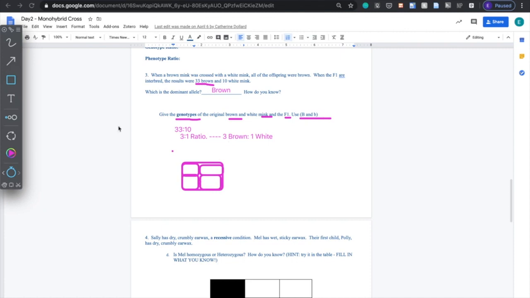So we're going to just test different genotype combinations. We know that if we combine homozygous dominant with homozygous dominant, all of those are going to be brown, right? There's not even a white allele in there. There's no possible way it could be white.